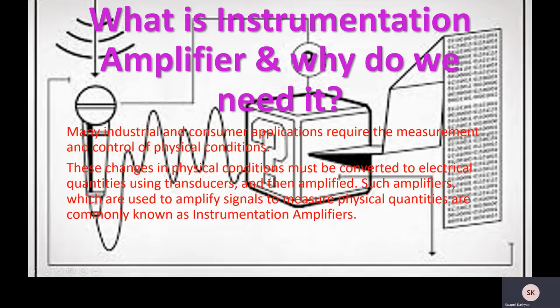Many industrial and consumer applications require the measurement and control of physical conditions. These changes in physical conditions must be converted to electrical quantities using transducers and then amplified. Such amplifiers, which are used to amplify signals to measure physical quantities, are commonly known as instrumentation amplifiers.